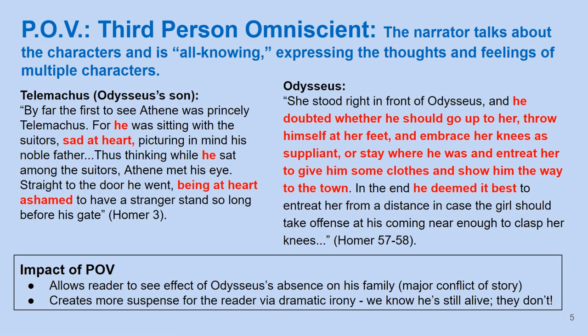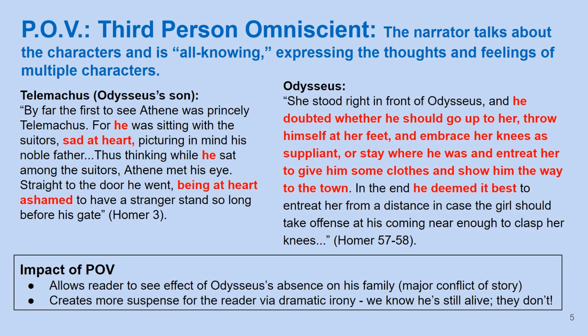Here, the narrator talks about Odysseus using third-person pronouns like he, and shows his internal monologue in which he is initially uncertain about how best to approach Nausicaa, but eventually makes up his mind to talk to her from a distance. Only a narrator with the ability to see Odysseus' inner thoughts would know this information, since it is not observable.